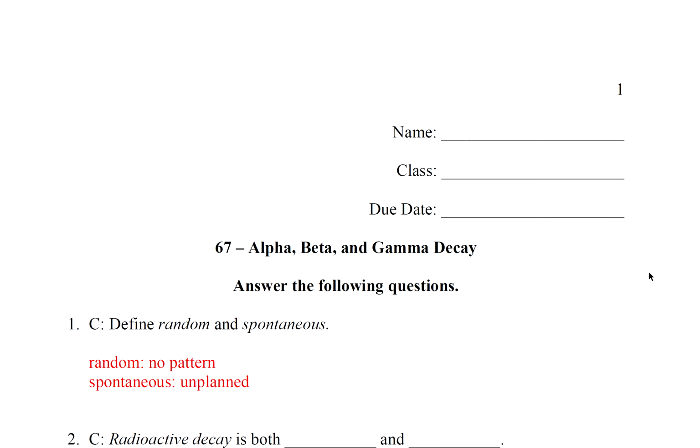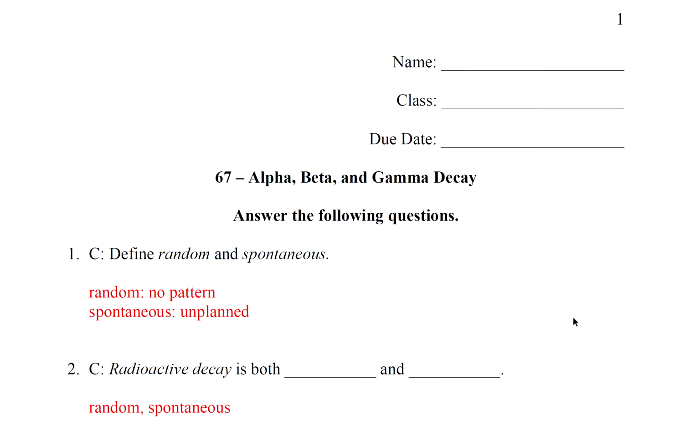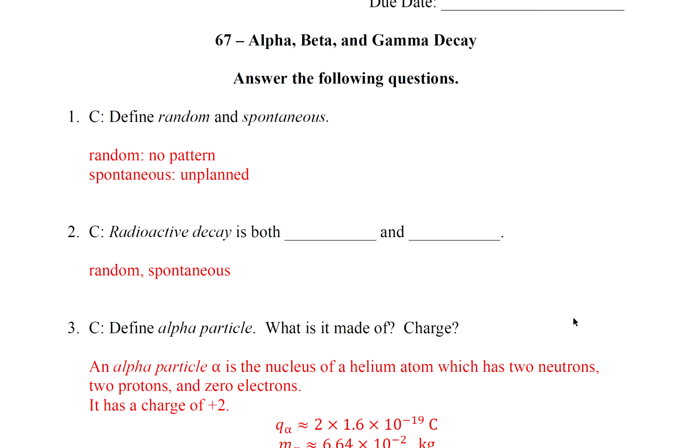This video is on alpha, beta, and gamma decay. Question 1. Define random and spontaneous. Random means no pattern. Spontaneous means unplanned. Radioactive decay is both random and spontaneous. That's question number 2.